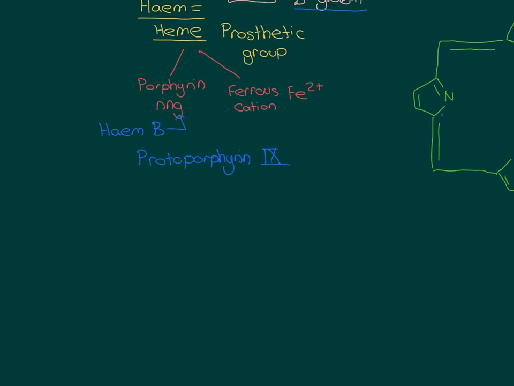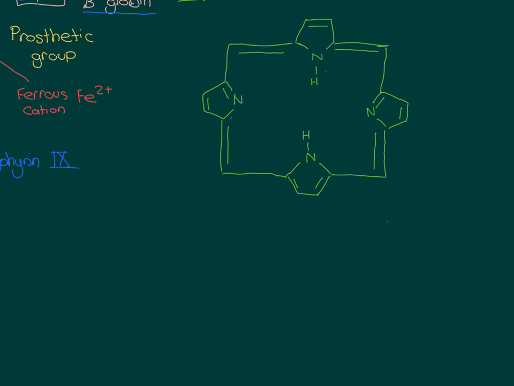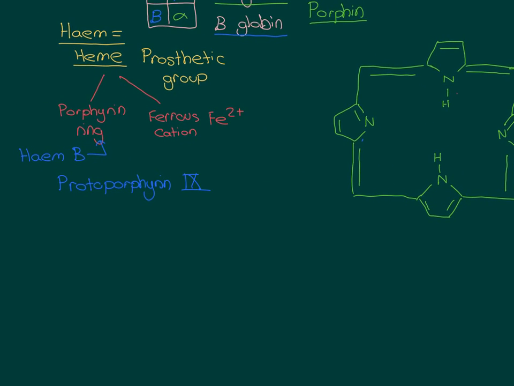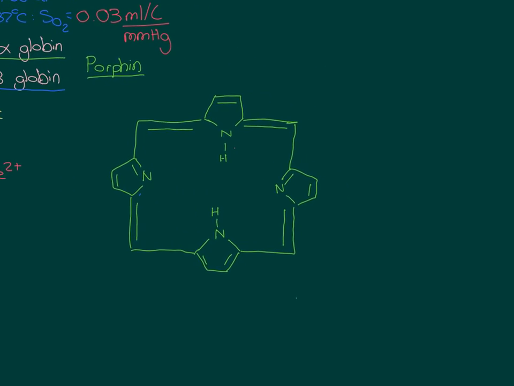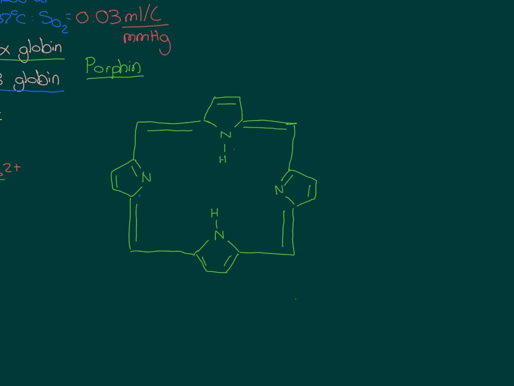Okay, right. So first thing to do then is to modify this porphin structure that we've got over here into protoporphyrin 9. So I'm going to add modifications on now, and these are the modifications which will turn our porphin structure into protoporphyrin 9. So how am I going to modify the porphin structure then?